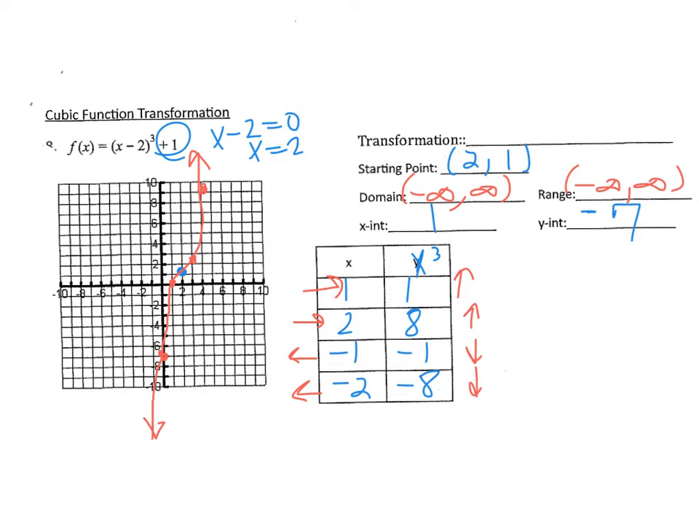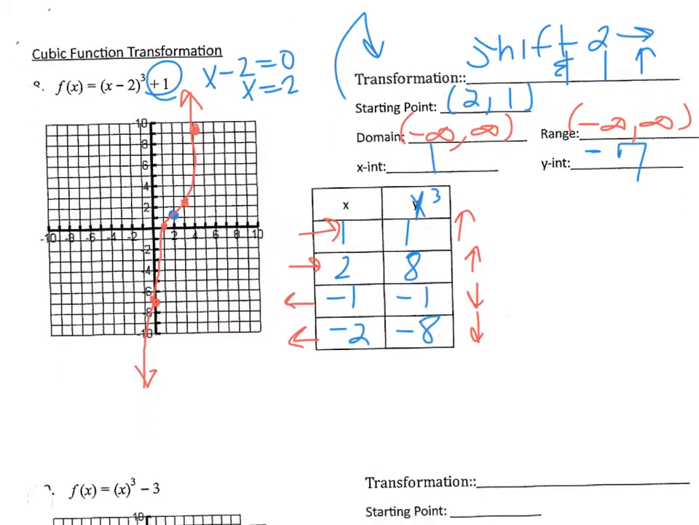So we're talking again about the transformations with respect to the 2, 1. So it's a shift. We're going 2 to the right, and we're going 1 up. Looks like we haven't gone any down yet for the 1s. Okay, and that is your cubic function.